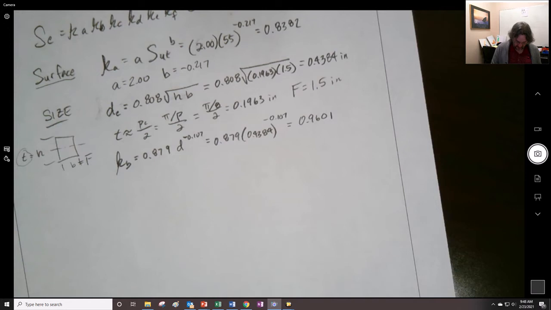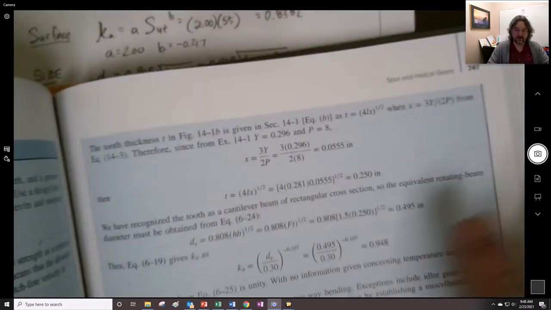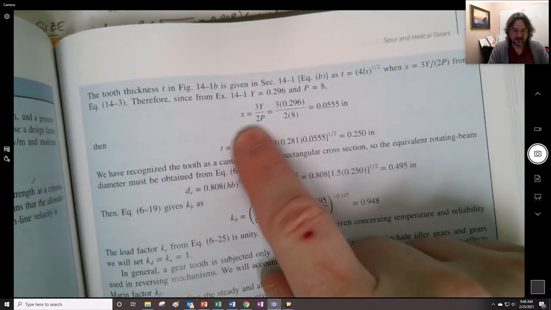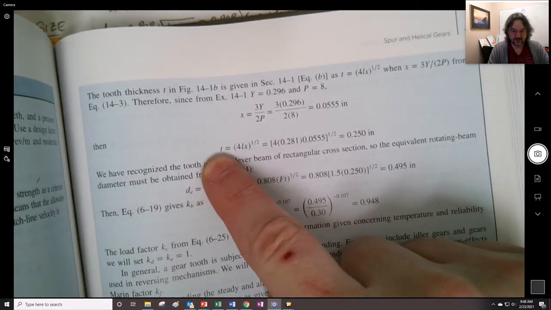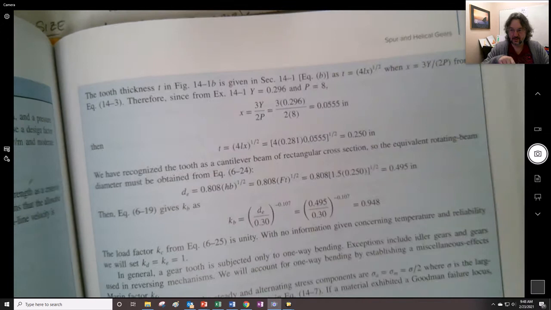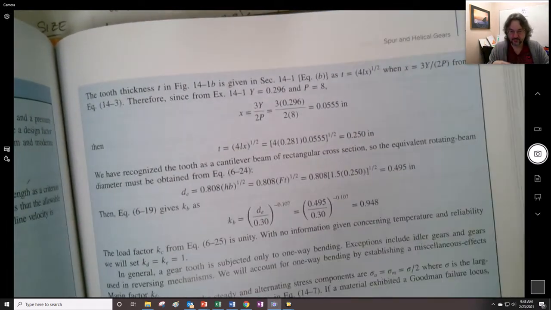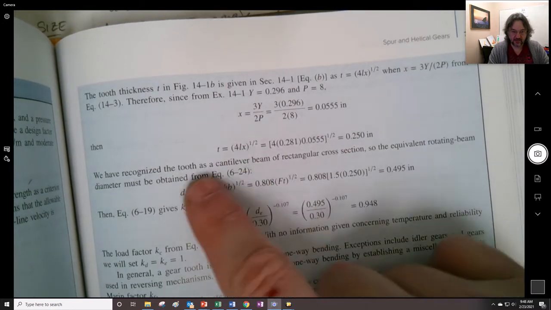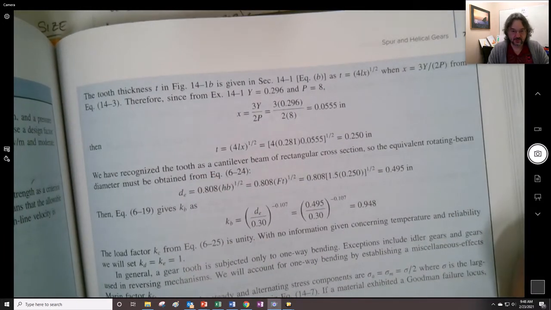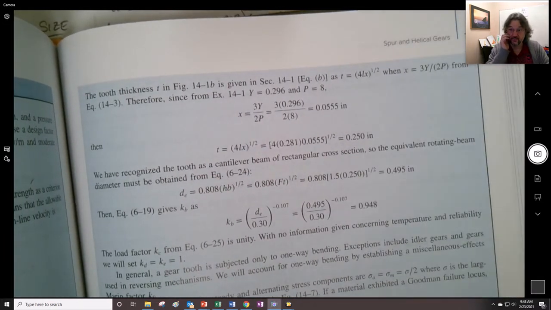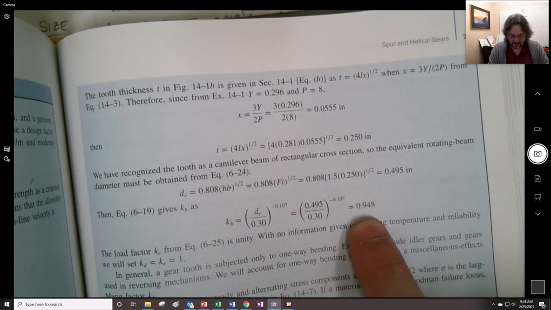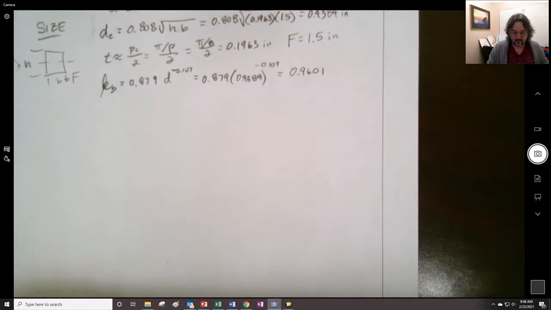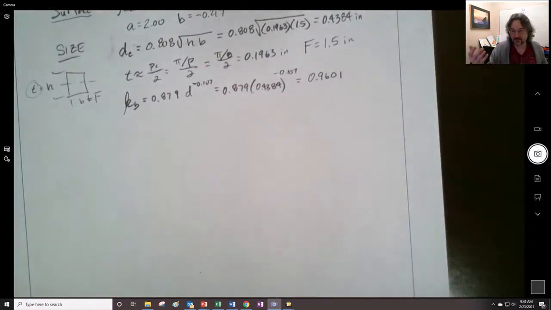Now compare that to what the book got. They went through a different approach to get this thickness. It's based on the shape of the tooth a little bit; you can read it and check it out right there. I think it makes a lot more sense just to use 1/2 of the circular pitch. But they get 0.948, whereas we get 0.96.